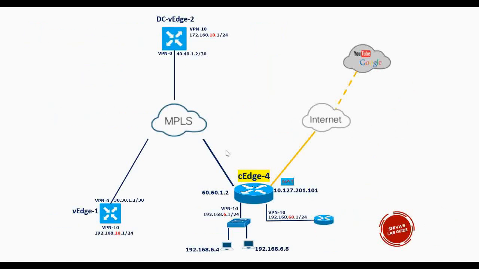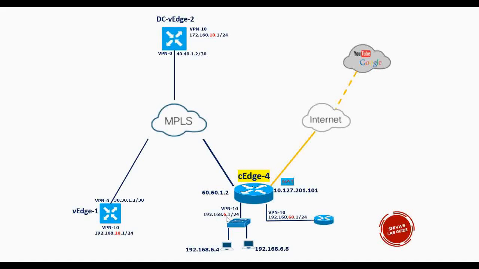So this is my lab topology. I have one cEdge 4 router that is running the Cisco IOS XE SDWAN image. It has one interface connected to an MPLS link and another interface connected to the public internet, and it has two LAN interfaces, both under VPN 10.